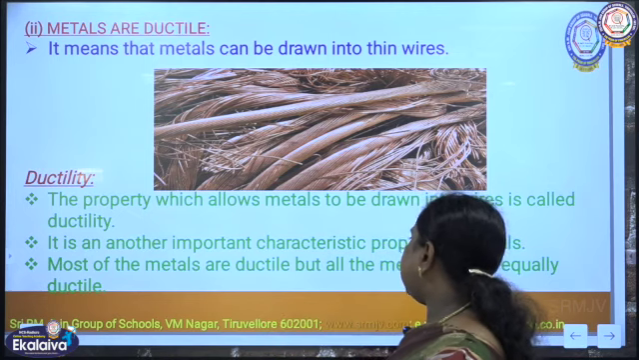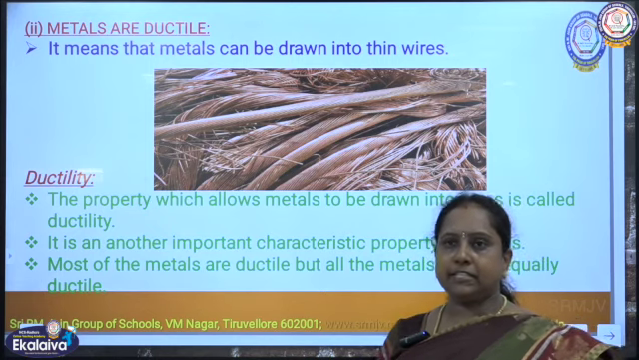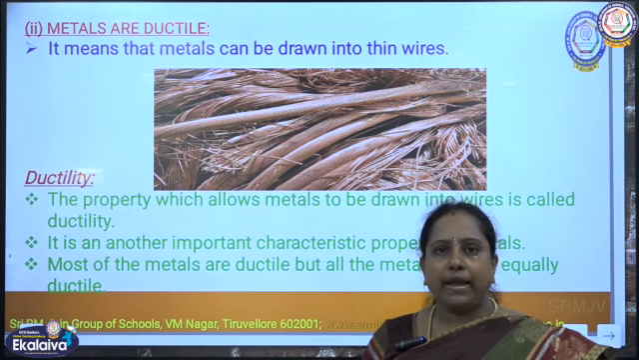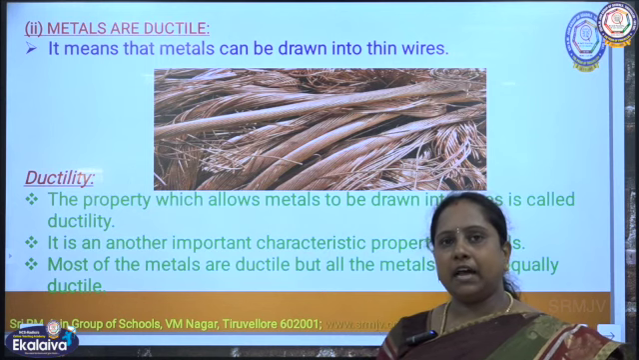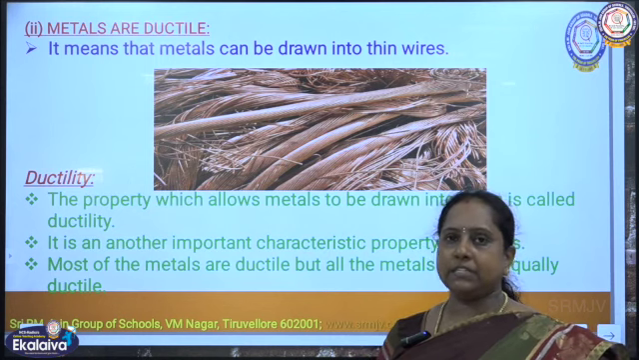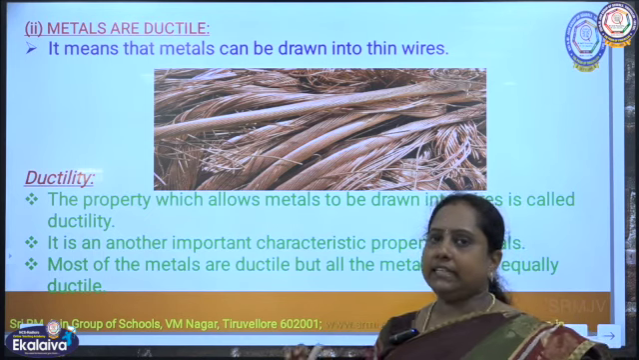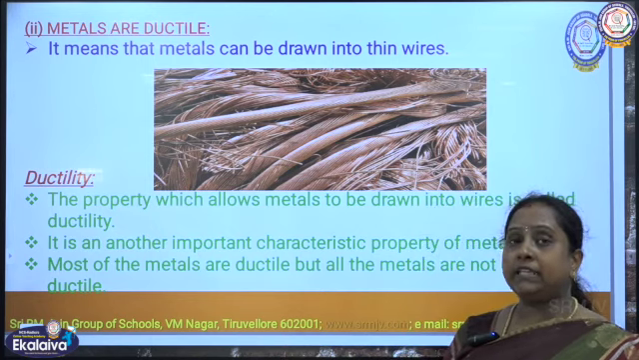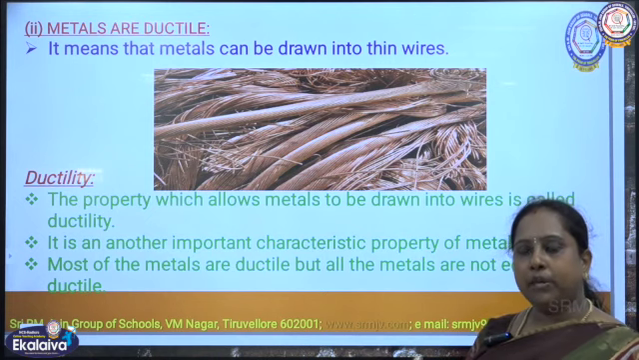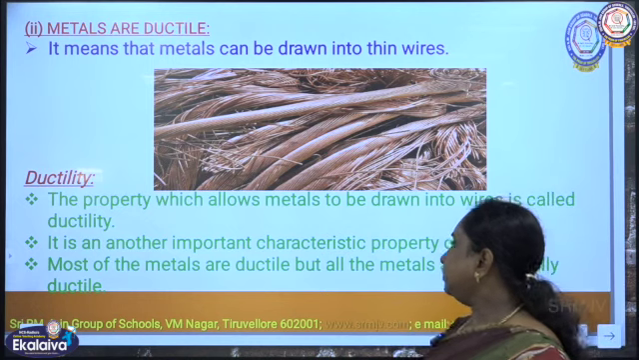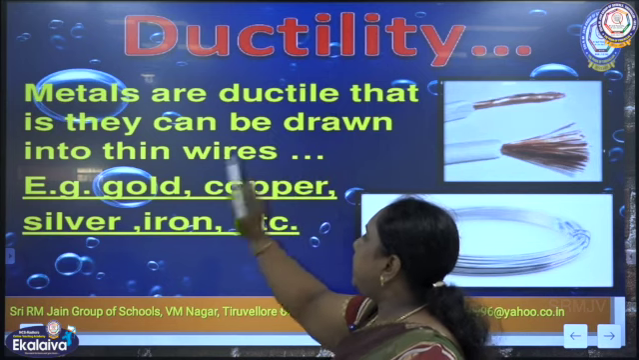And most of the metals are ductile, but all the metals are not equally ductile, because due to the hardness and toughness and how compactly the atoms are arranged, we can determine the ductile property. If the atoms are freely arranged, then the ductility of the metals will be somewhat easier. But if the atoms are closely packed, then the ductility will be somewhat less, so that the wires made of those tough metals will be strong enough. Ductility is a property where the metals can be drawn into thin wires.